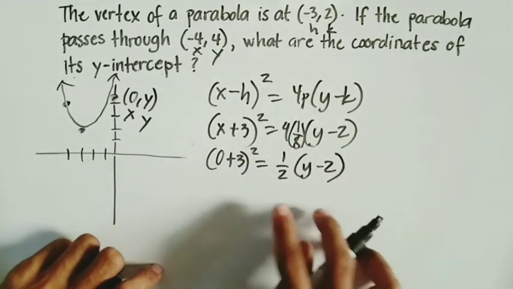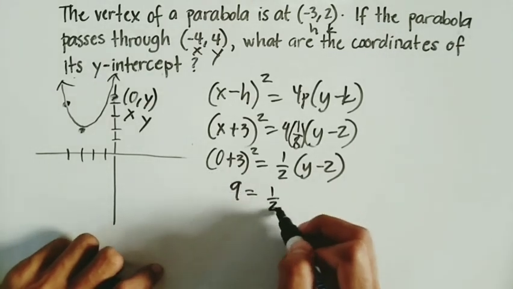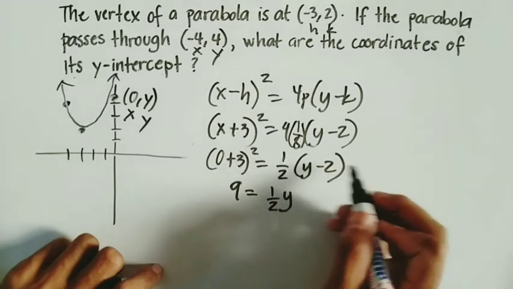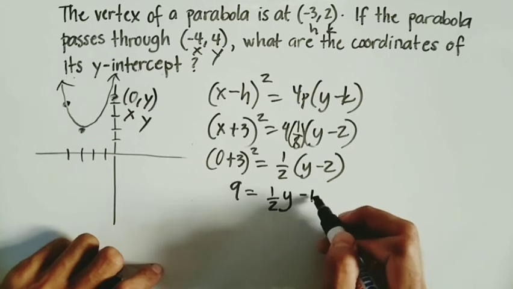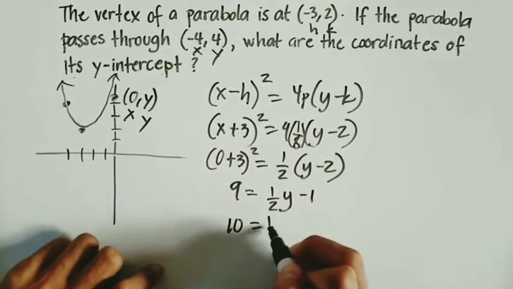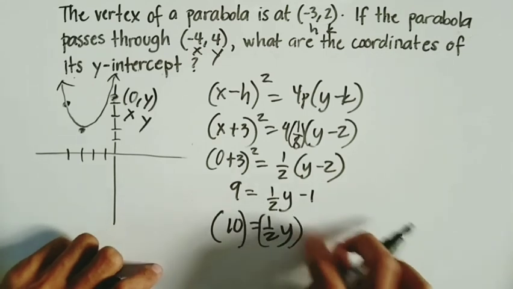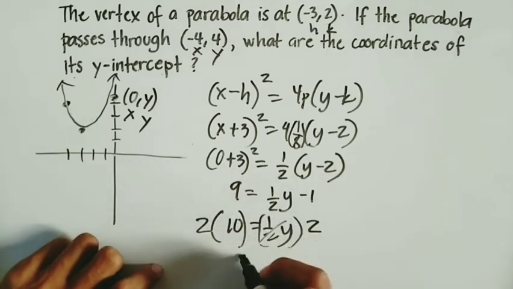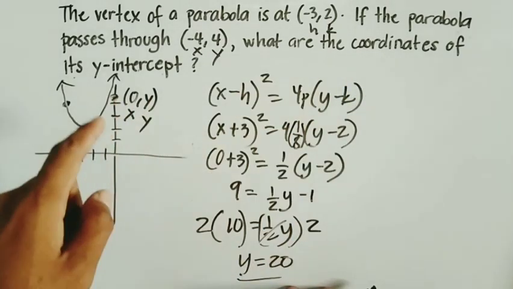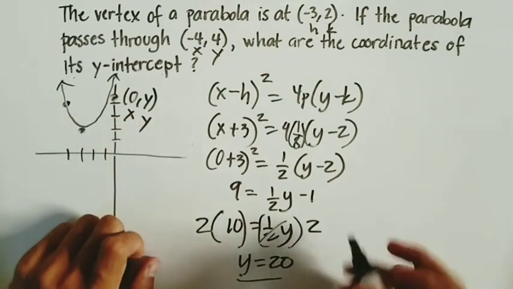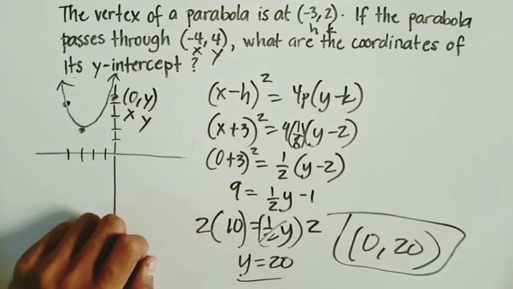y minus 2. So, solving for y. So, 3 squared, 9. 1/2 y. So, distribute ko na. 1/2 times negative 2, that is negative 1. So, lipat ko, magiging 10 is equal to 1/2 y. Multiply both sides by the reciprocal of this, that is 2. So, y is equal to 20. Pero ang hinahanap, yung coordinates ng y-intercept. And that is 0, 20. This is the final answer.